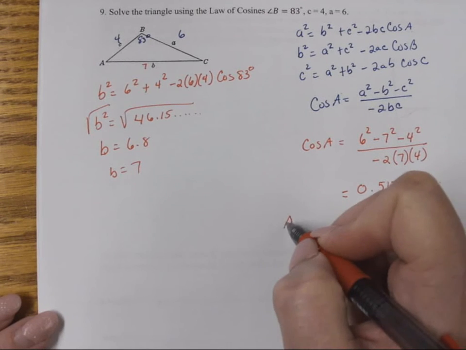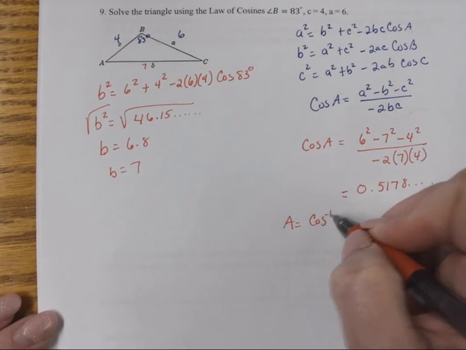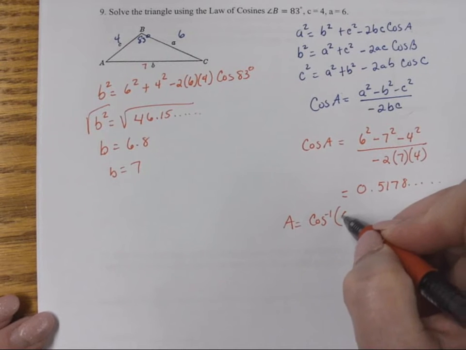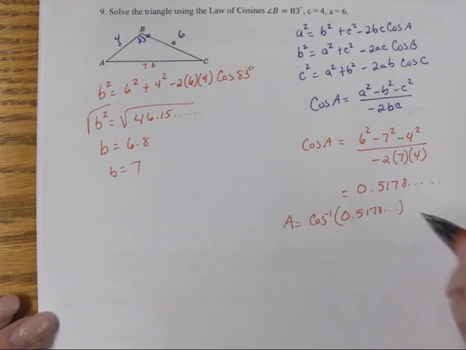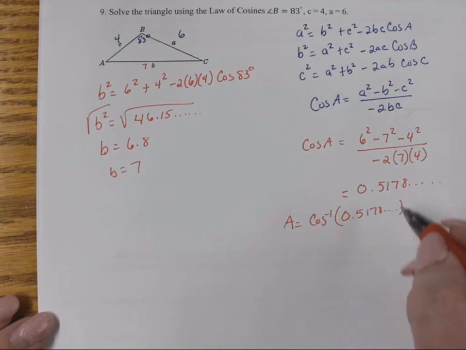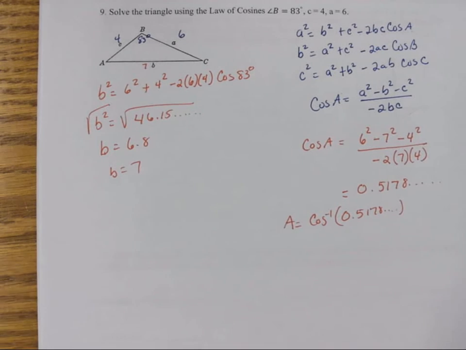This is just for cosine A. To actually find angle A, we need to find the cosine inverse of this big long value, 0.5178... Do second answer again once you hit cosine inverse so it puts the whole decimal in there and you don't have to type it. This will get you 58.8, and this will be in degrees. So we're going to round that up to 59 degrees.